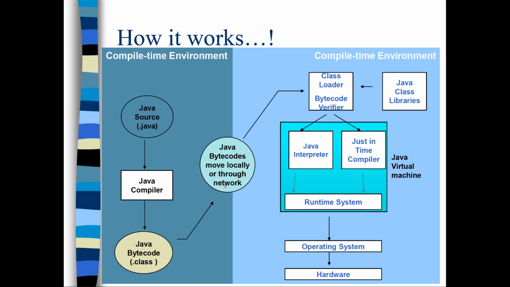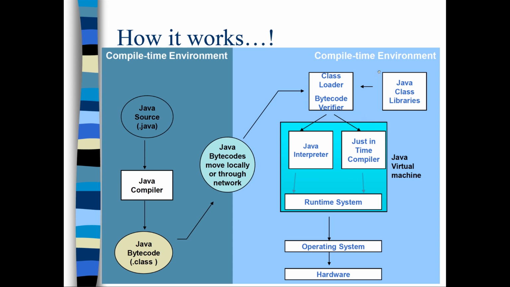So this bytecode is moved locally or through the network into the class loader. Why we say Java is platform friendly is because of this bytecode. This is understood by most of the processing elements or machines. When this class file is loaded, the bytecode verifier divides that file into two parts: one is given to the Java interpreter and one to the just-in-time compiler. So all the error checking and other runtime issues are checked here and later delivered to the runtime system.